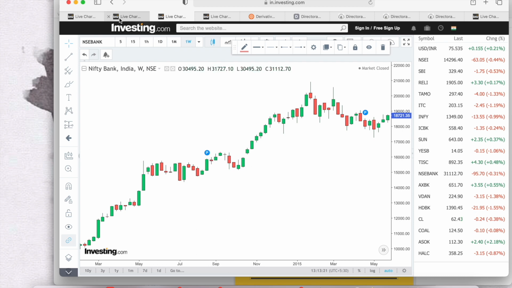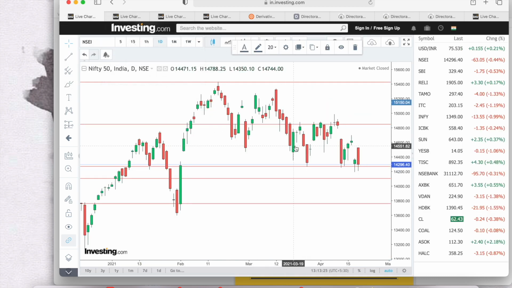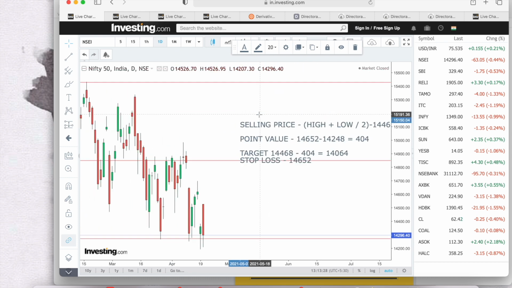If you want to do the calculation, I hope I've given you the idea how to calculate, and from here for the buying price you can do the same thing. Same point value, target will be added in place of subtracted, and stop loss will be the bottom of the green candle.